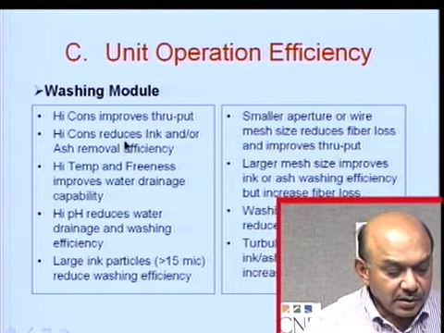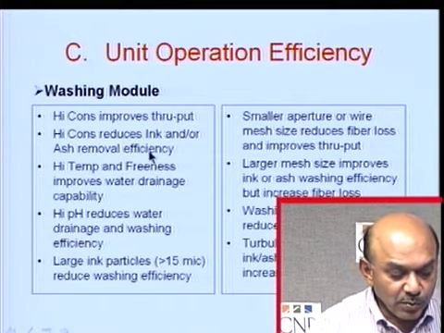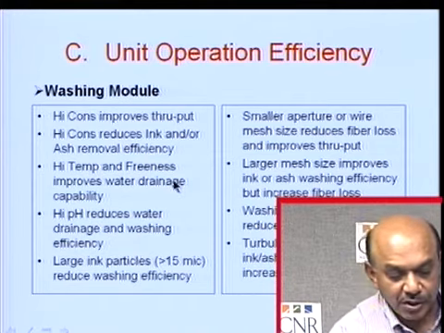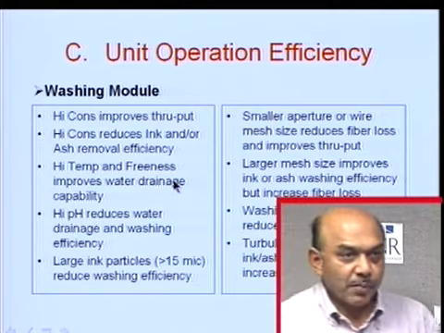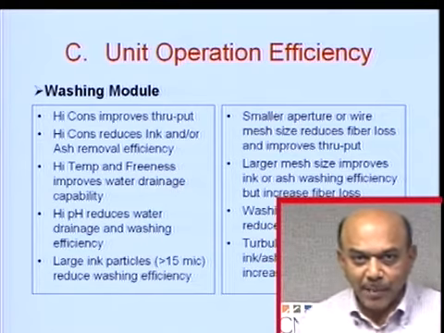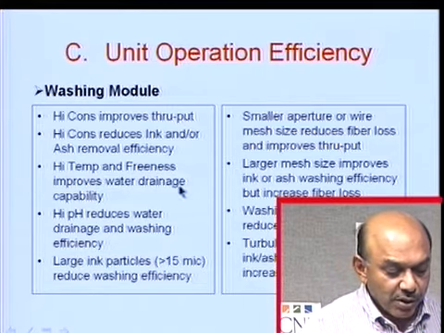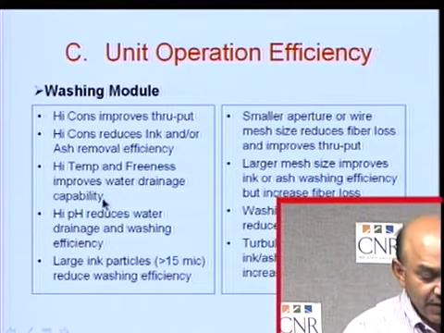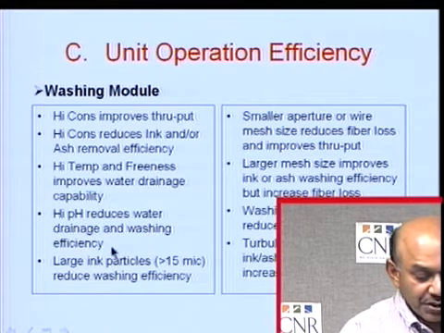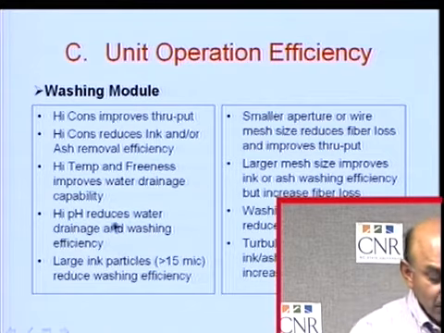High consistency reduces ink and/or ash removal efficiency because in washing the fiber mat is formed, and as the mat is formed it traps inks and ash. High temperature and freeness improve water drainage capability, that's a given fact. High pH also reduces water drainage and washing efficiency. So we try to reduce the pH here.